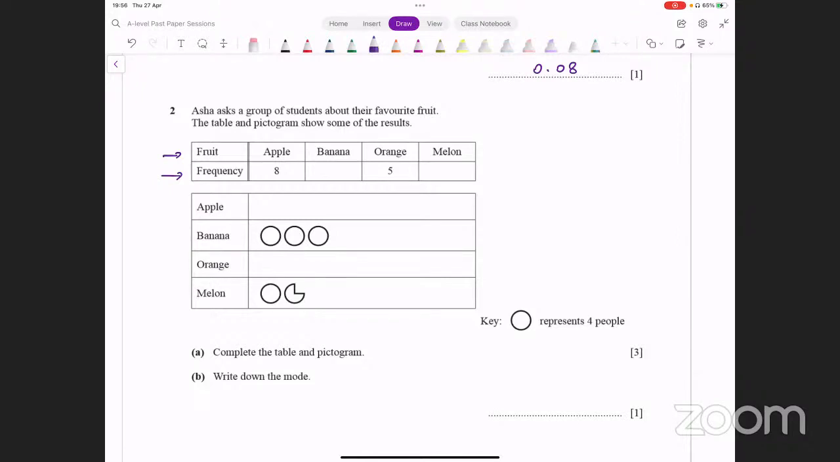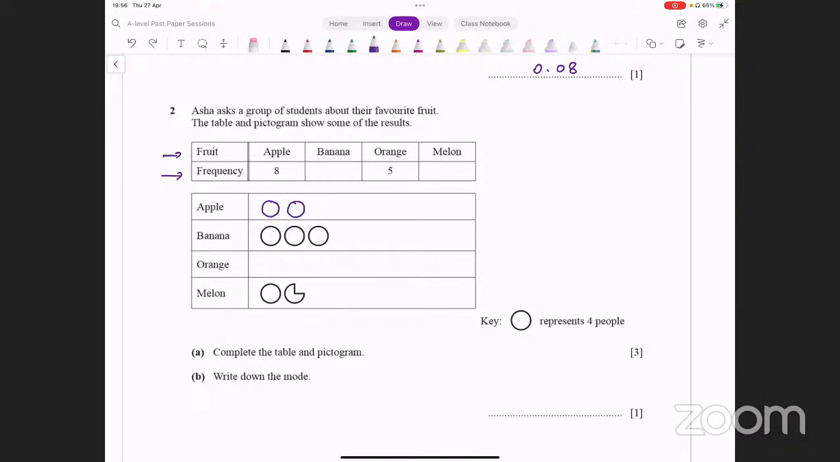Now in the first part it says complete the table and the pictogram. Okay, अब यहाँ पे देखिए उसने pictogram की key दी हुई है. उसने कहा this one full circle represents 4 people. One full circle represents 4 people. अब देखें, first of all we have 8 here for apple. तो आपके पास यहाँ पे क्या होगा? You're going to have 2 circles here because one circle represents 4 people. So you have one circle for 4 people and then another circle for another 4 people. And that gives you 8 people here.